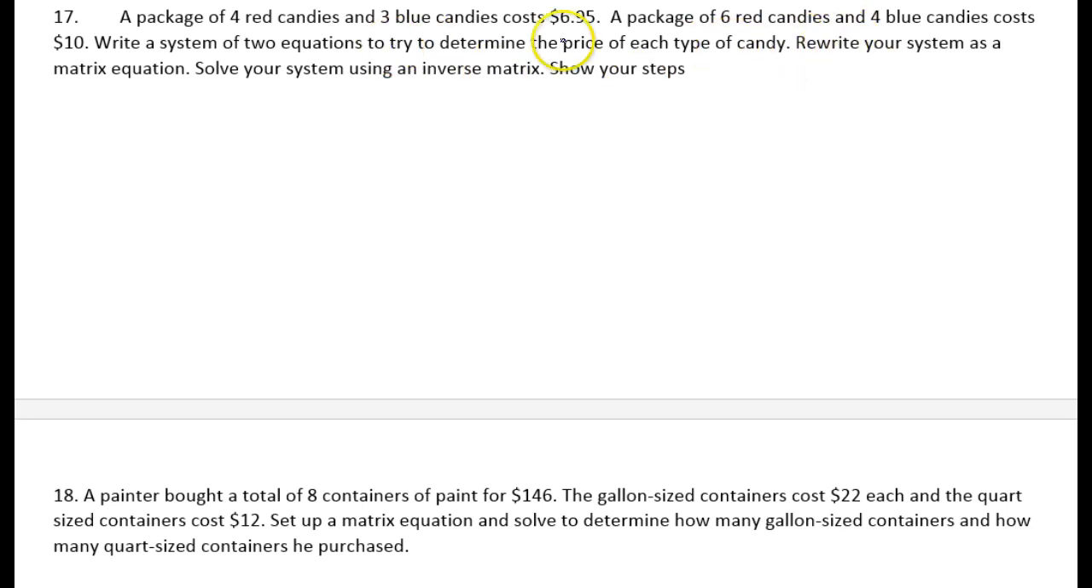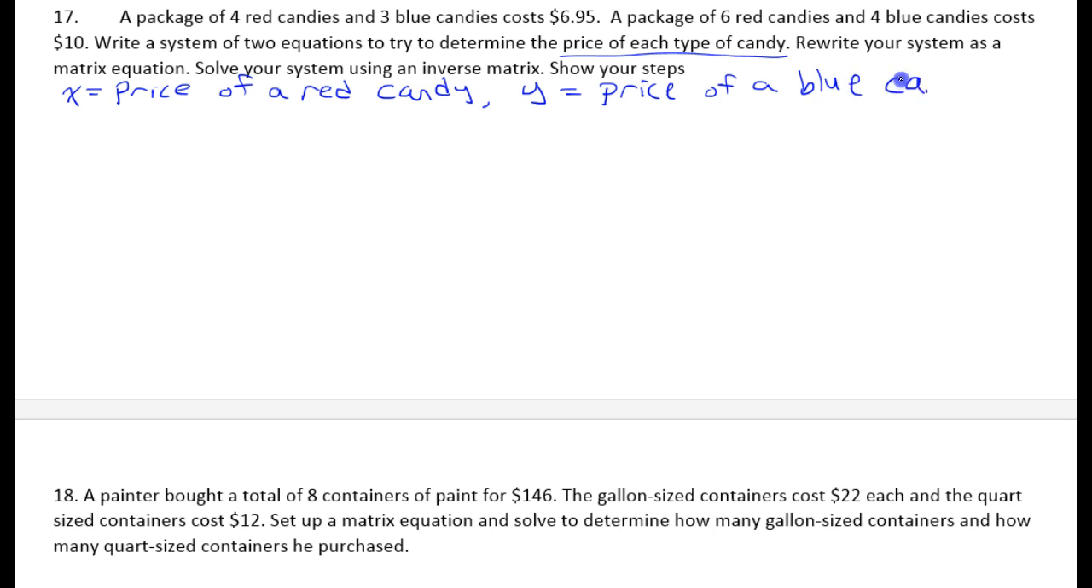What are we supposed to find again? Determine the price of each type of candy. Okay, so I'm going to let x equal the price of red candy. And I'm going to let y equal the price of a blue candy. Did they say blue? Okay. Alright, great. We defined our variables.